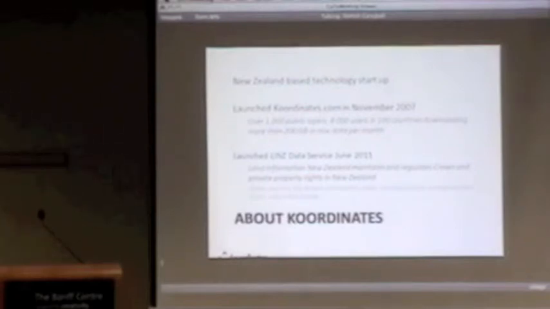And a major milestone for us this year was launching the LINZ data service in June 2011. Now, Land Information New Zealand is the Crown entity responsible for maintaining private and Crown property rights in New Zealand. So that includes all their survey and title data, geodetic, topological maps, hydrological, and a whole lot of other data. And Koordinates is now the platform that is providing that data for free to anyone in the world.